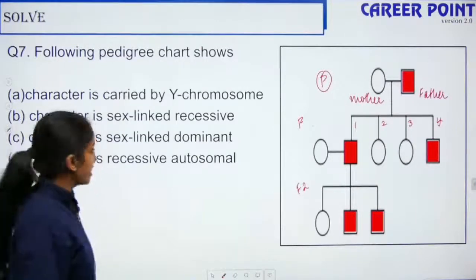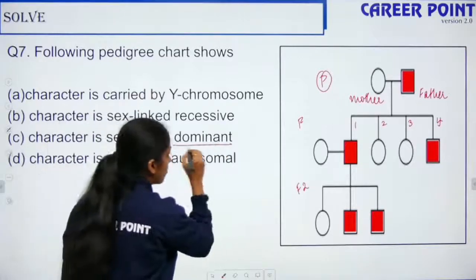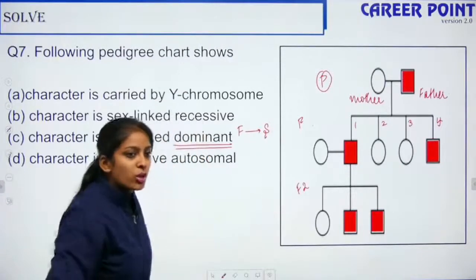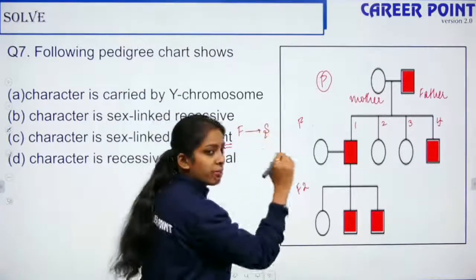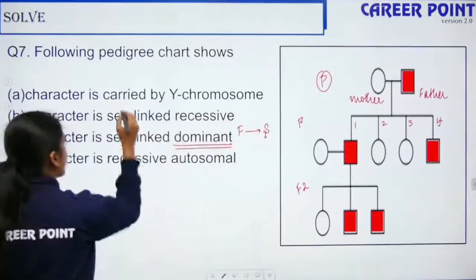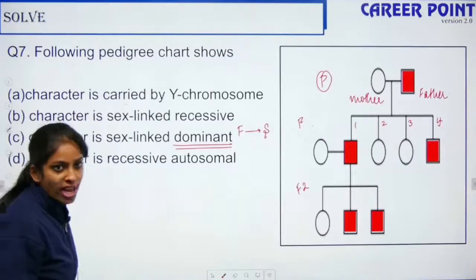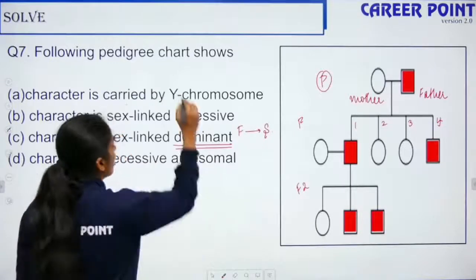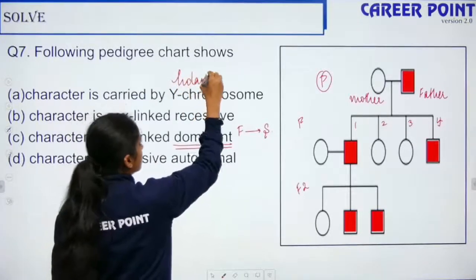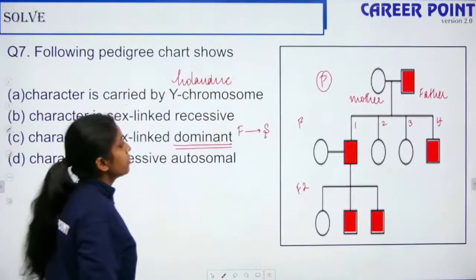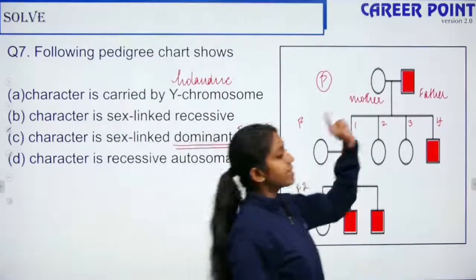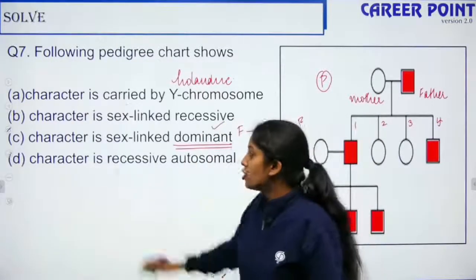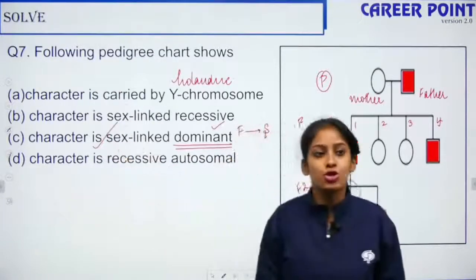So here you can say the character is sex-linked dominant, since from the father it is going only to the sons. You can also say it is a character carried by Y chromosome because only the male progeny is getting affected. Those characters are called Holandric characters. But here since one parent is affected, according to our pedigree introduction, it is a dominant condition. So I say this character is sex-linked dominant.